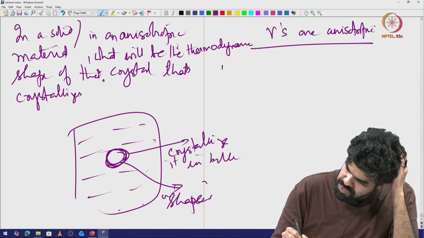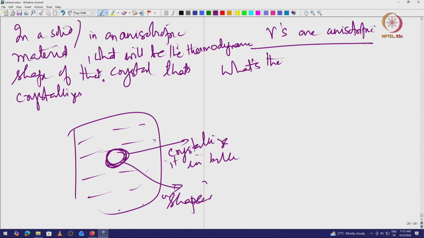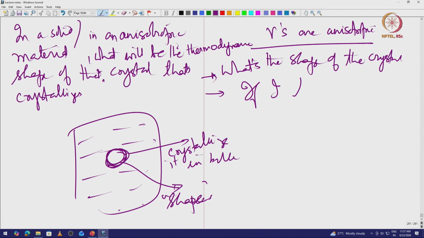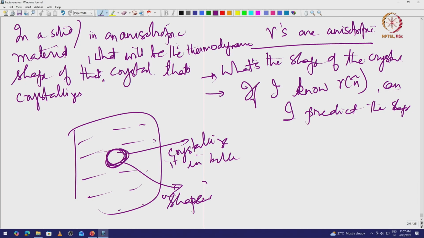So, I ask the same question, what is the shape of the crystal? Or in other words, if I know gamma as a function of n, can I predict the shape of the crystal with this sort of a construction? In an isotropic case it is simple, it is just a sphere. Whatever is the shape of gamma will be the shape of the crystal, gamma of n and R of n correspond.